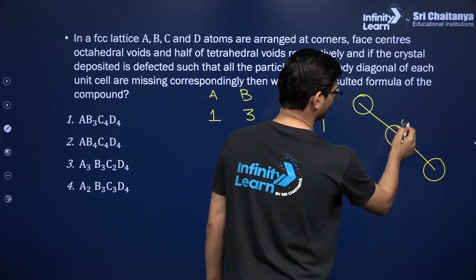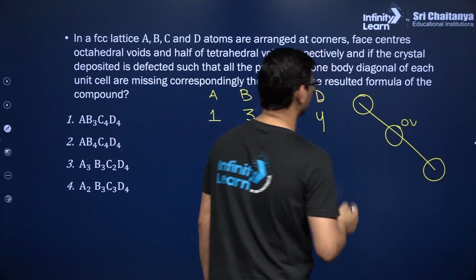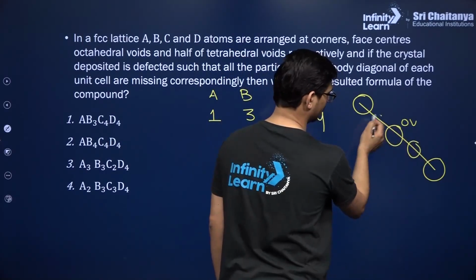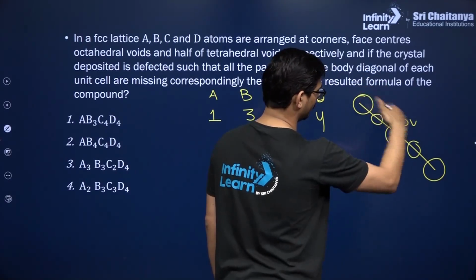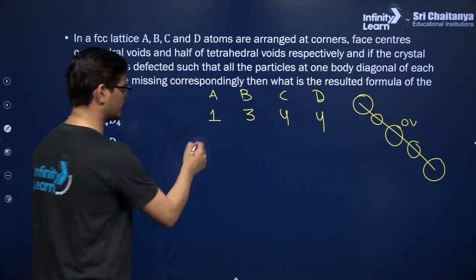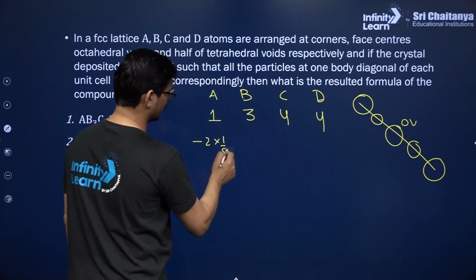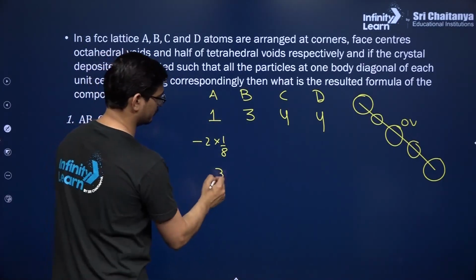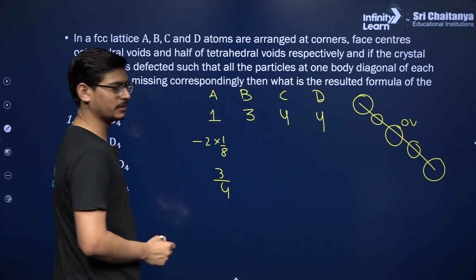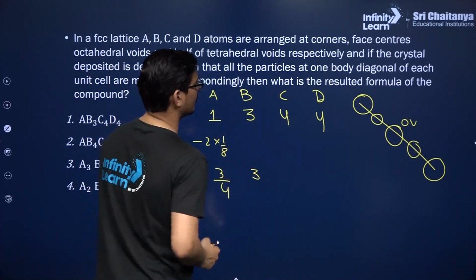At the body center there is an octahedral void, that will go, and because alternate tetrahedral voids are occupied, one of the tetrahedral voids, either in the upper half of the cube or lower half of the cube, will go. So 2 corner particles will go, which means 2 into 1 by 8 will go. So 1 minus 1 by 4 is 3 by 4. B occupies face centers, nothing will happen to that, that will remain 3.